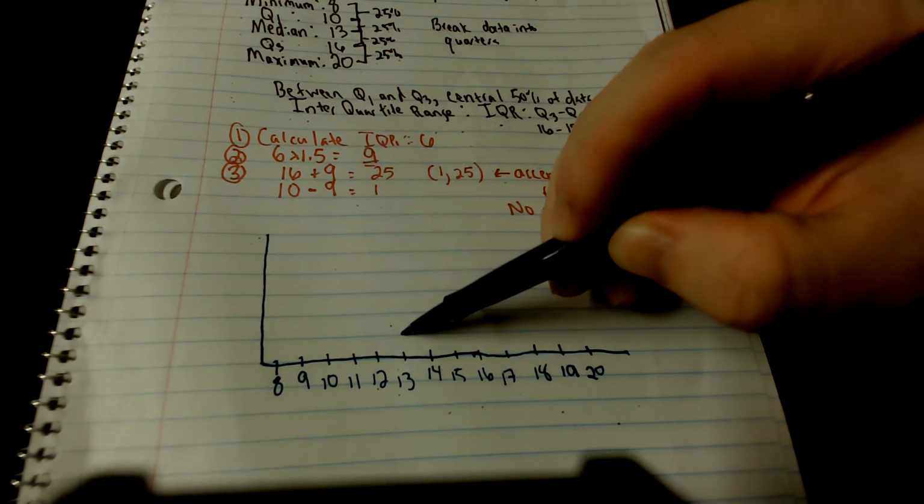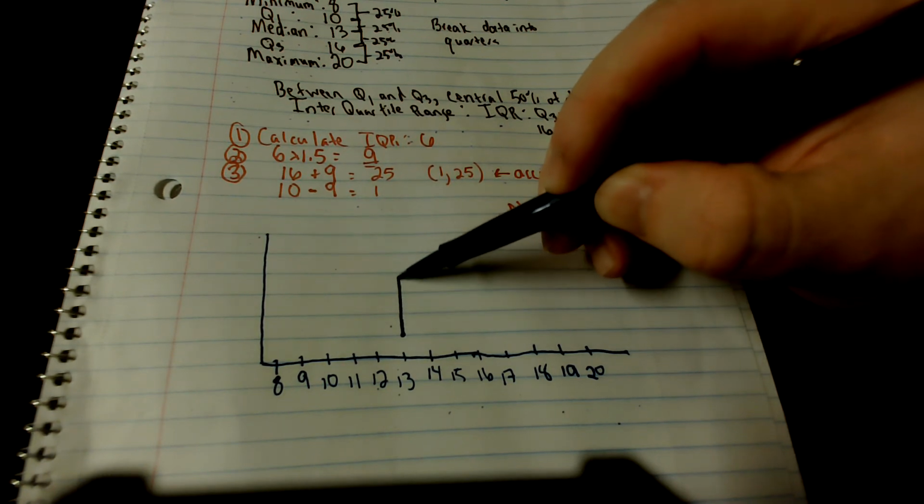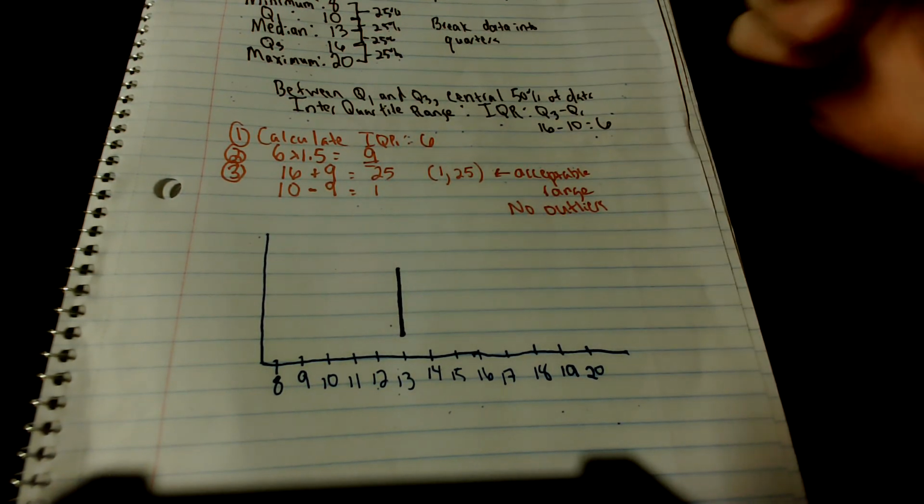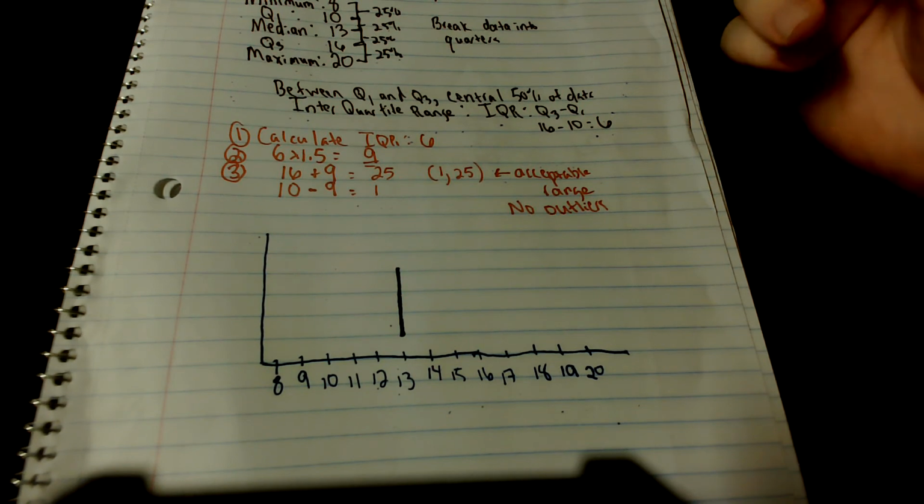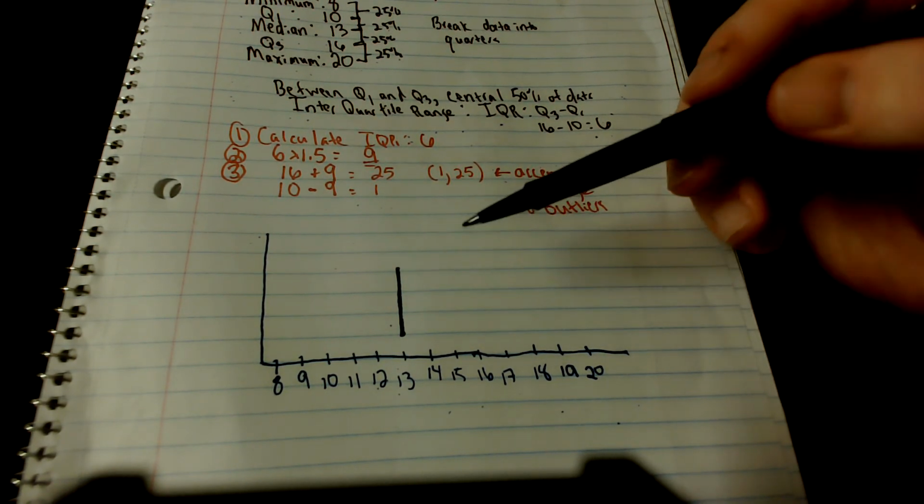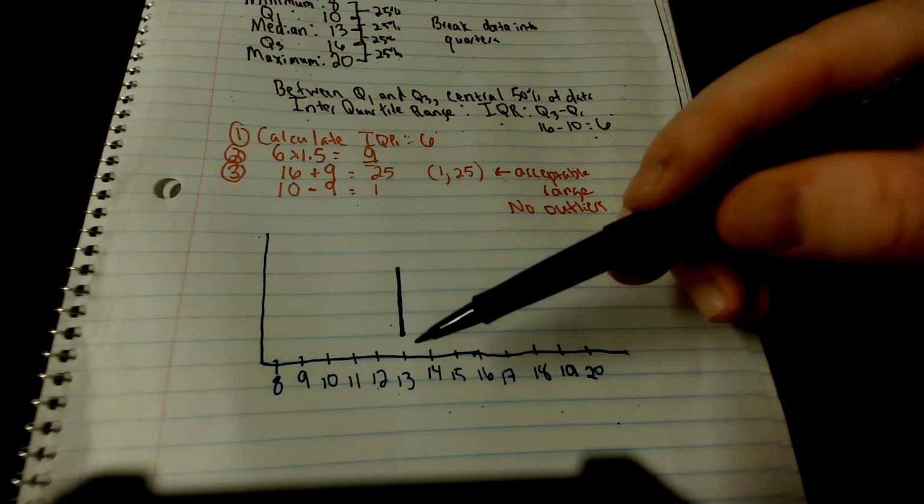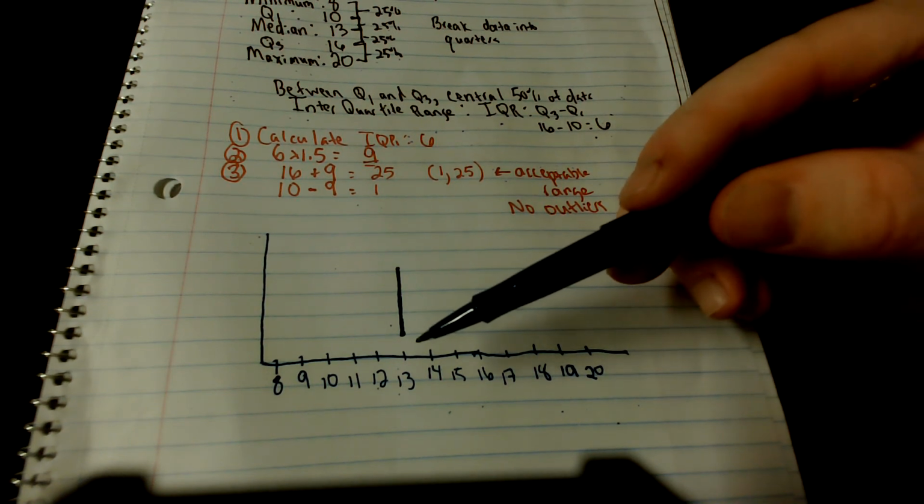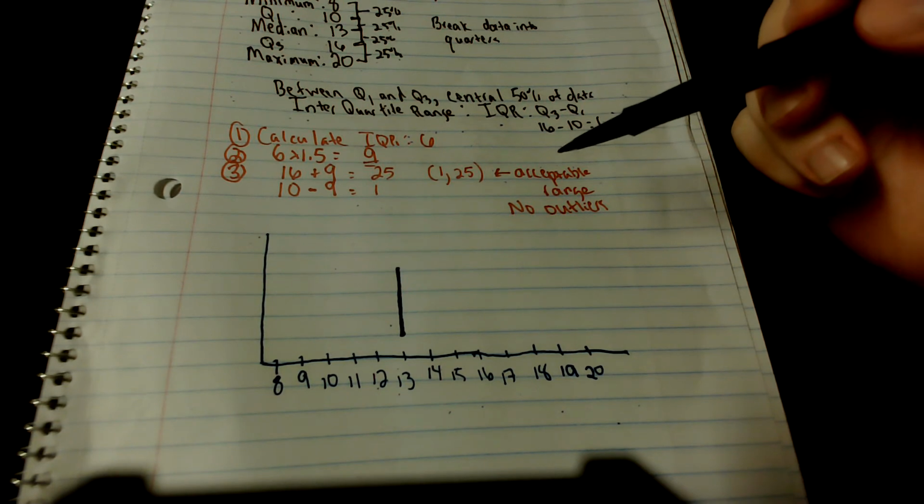So what I'm going to do is draw a vertical line at 13. There's no specific length to what that line has to be, so don't look for something like that. And there's no specific distance off the actual x-axis. I would just not put it on the x-axis, but technically speaking, you can.